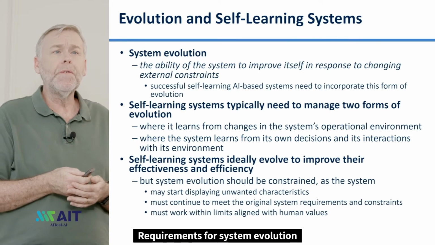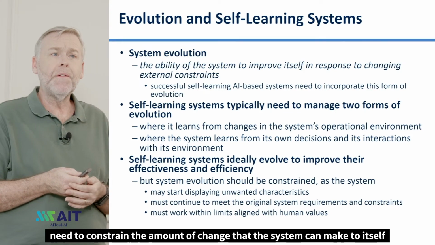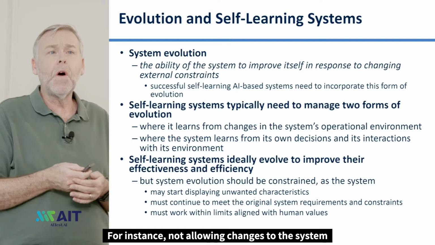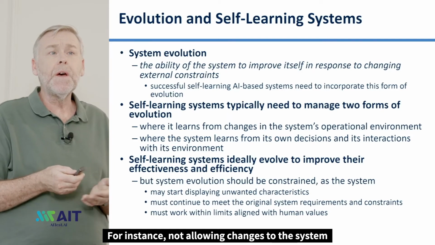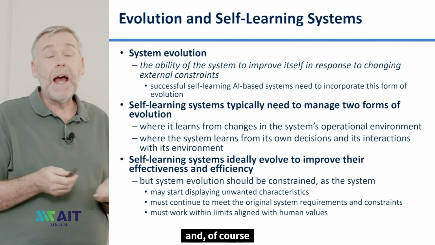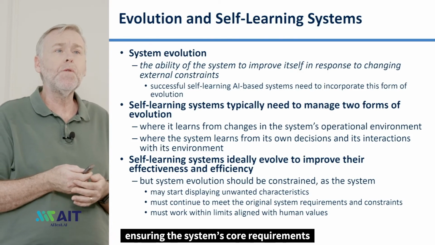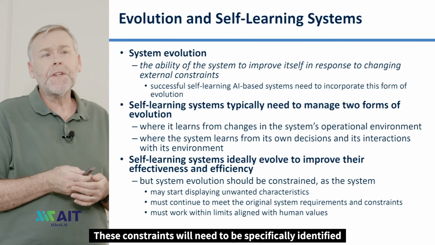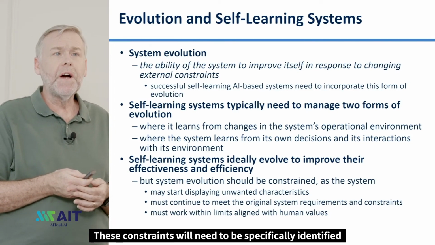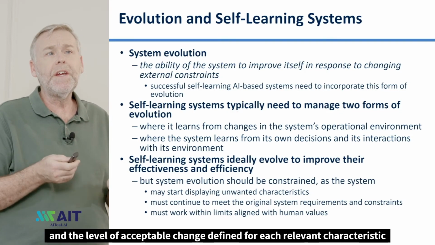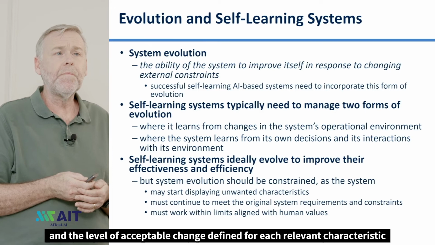Requirements for system evolution need to constrain the amount of change that the system can make to itself. For instance, not allowing changes to the system that would cause it to exhibit new unwanted characteristics, and of course ensuring the system's core requirements are still provided. These constraints will need to be specifically identified and the level of acceptable change defined for each relevant characteristic.